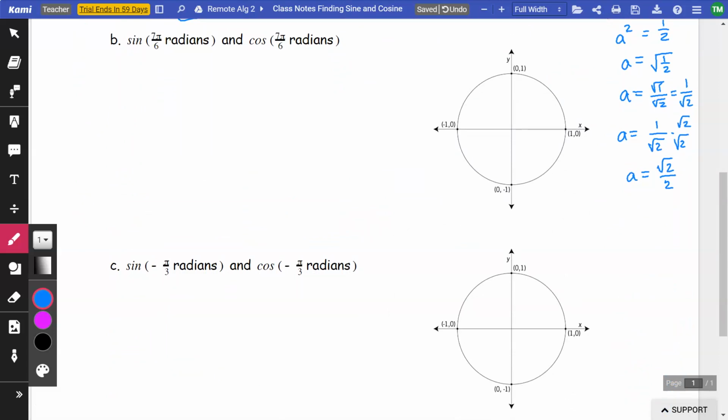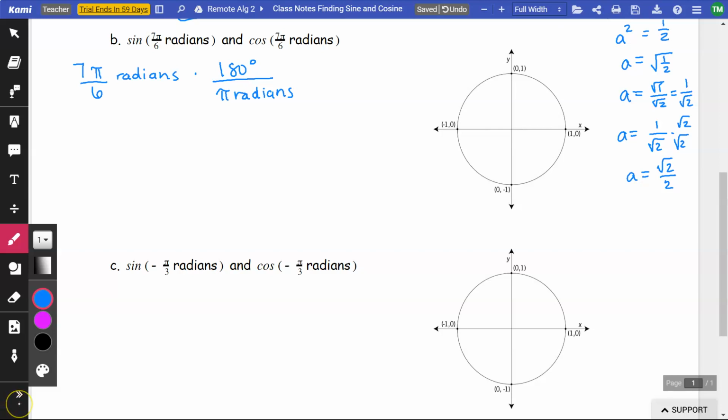So why don't you go ahead and see if you can get started on part B without me. I will give you a hint. I would convert 7 pi over 6 radians to degrees by multiplying it by 180 degrees over pi radians. And then let that angle measure help you find where 7 pi over 6 would be on the unit circle, create a right triangle from there, and see how far you can get without me. So pause the video and then press play when you're ready to check your work.